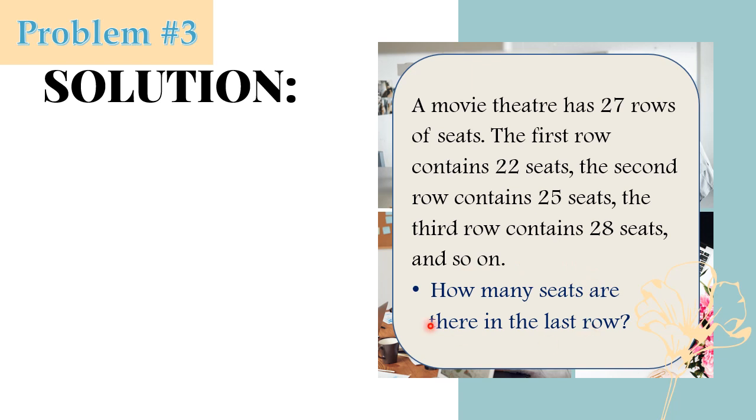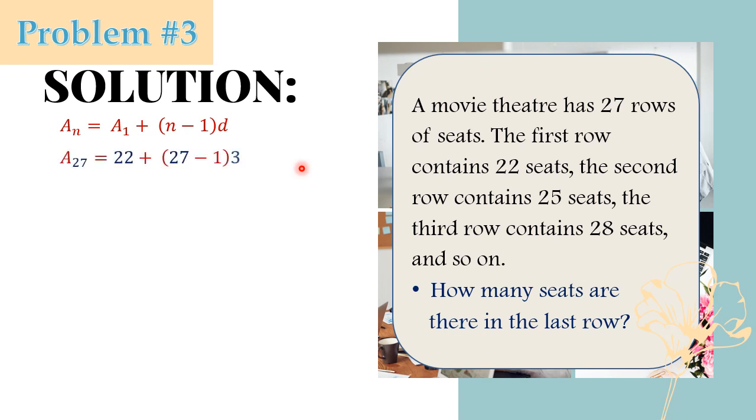So here, let's take a look at the question. How many seats are there in the last row? That means you are going to determine the number of seats on the last row only. And it says that a movie theater has 27 rows. So therefore, you are going to find the value of the 27th term in the problem. Okay? And so, we are supposed to use the formula for arithmetic sequence.